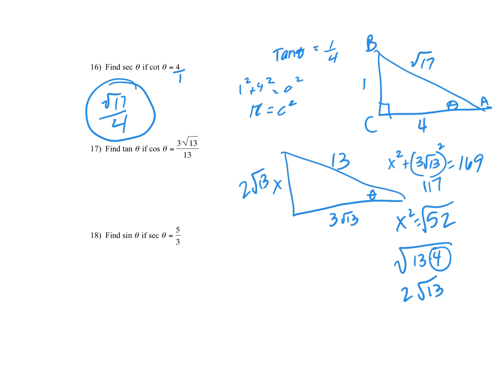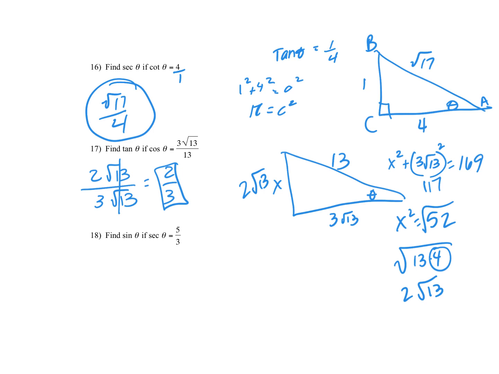So they want the tangent, which is 2 root 13 over 3 root 13. Those should bite the dust, and it should be 2/3. And that is the answer.